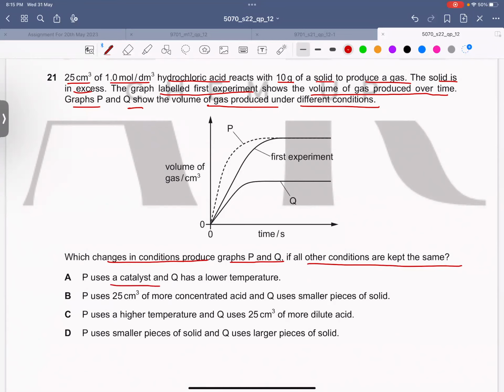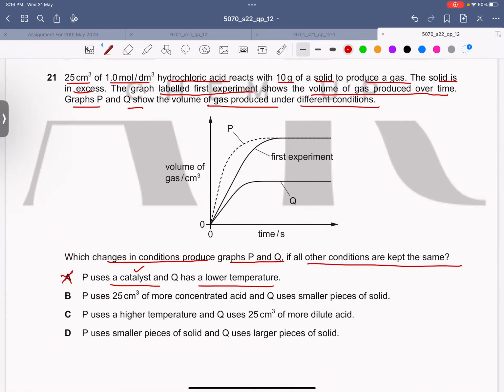P uses a catalyst and Q has a lower temperature. If P uses a catalyst, that can be the correct one because we are getting the greater gradient. But if Q is occurring at the lower temperature, the gradient would be low, but the amount produced must be the same because we are not changing the amount. So A is wrong in this case.